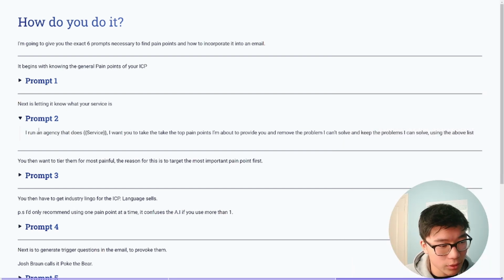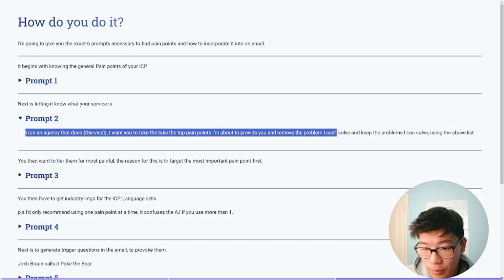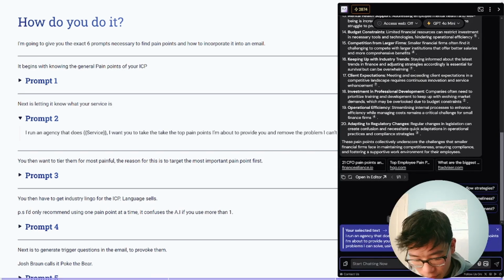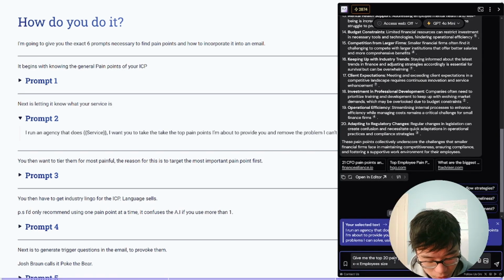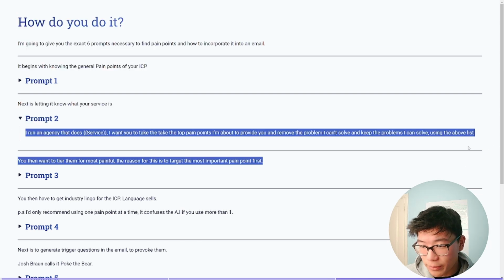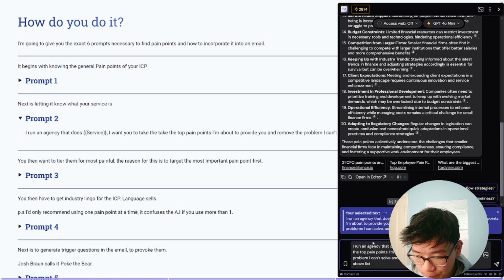I'm just going to cut that off so I can do this. So, I run an agency, the service, and I want you to take the top pain points I'm about to provide you and remove the problems I can't solve and keep the problems I can solve using the list above. I say both because whenever I do this, it just gets really funky when you don't. So Control C here, and we drop it in here.